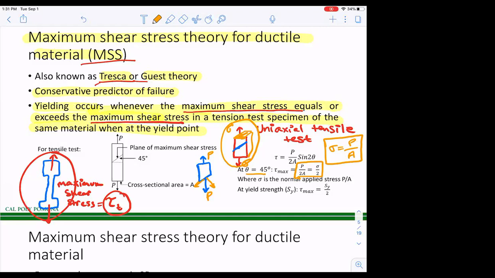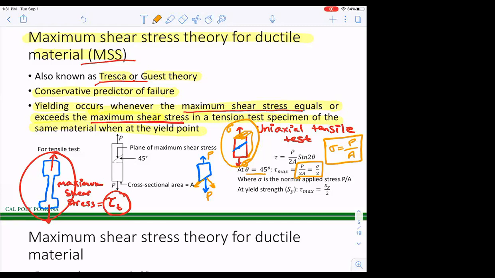It's only for tensile testing. Do we understand this? These formulas that I have written are applicable for uniaxial tensile loading. That means a tensile test. Good. Okay, that's good.